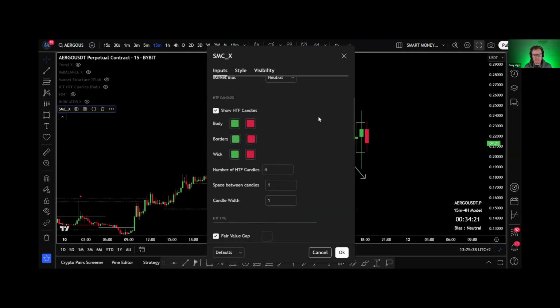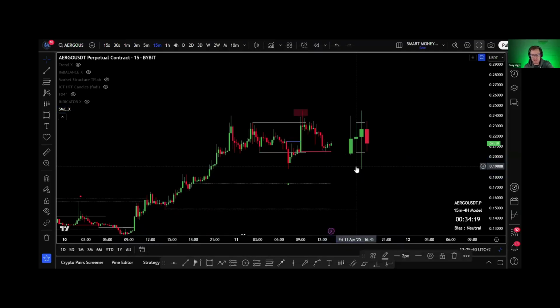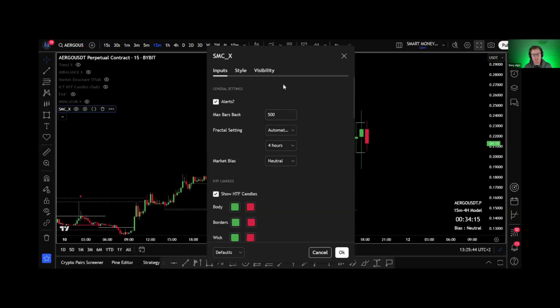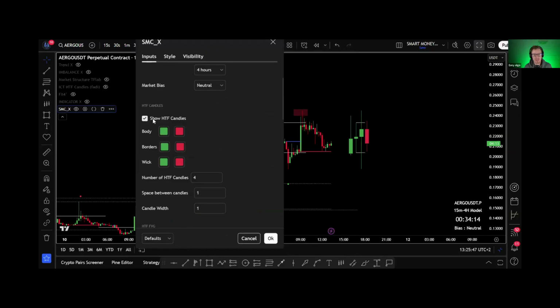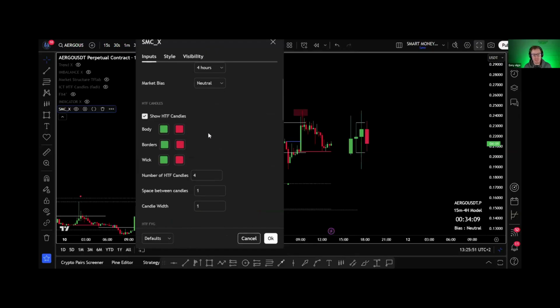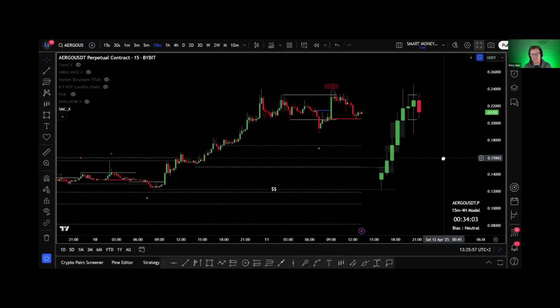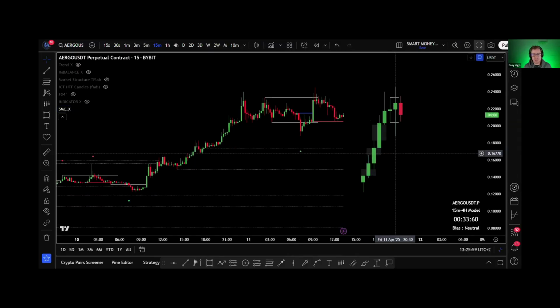Market bias. So then here we've got the higher time frame candle. So we can change the candle colors if you want. Over here, you can change the candle colors. You can turn off the higher time frame candles if you don't want to see them. Change the colors if you want more candles. If you want to see more logic of the setup, this is quite cool because it'll actually show you more higher time frame candles, and it plays out the logic really nice.